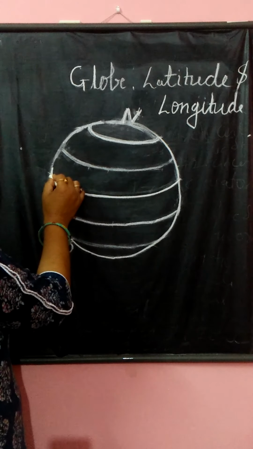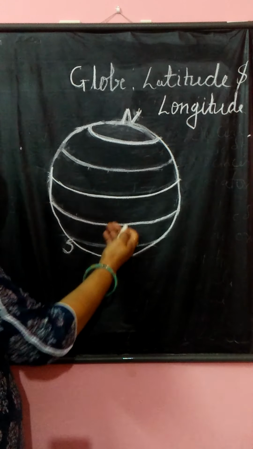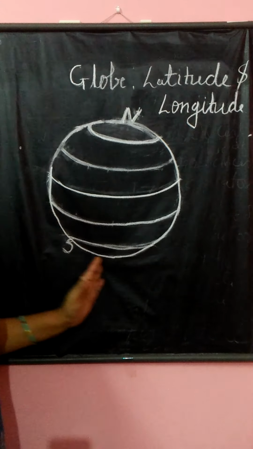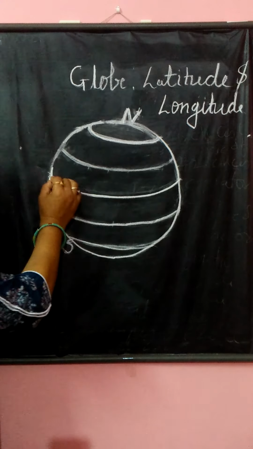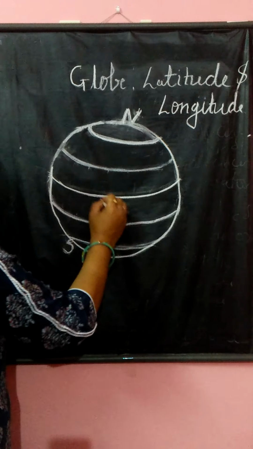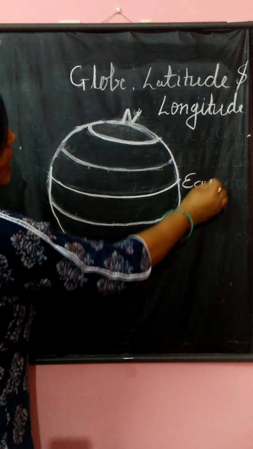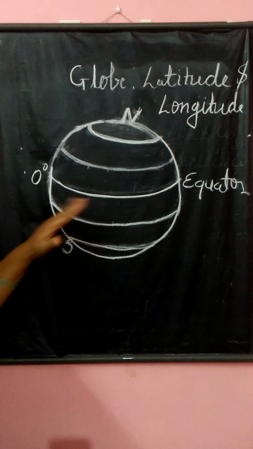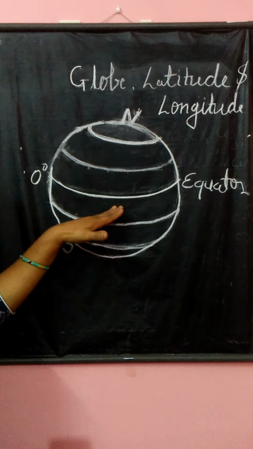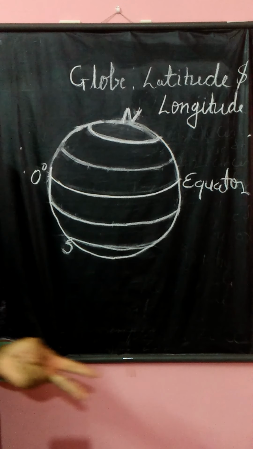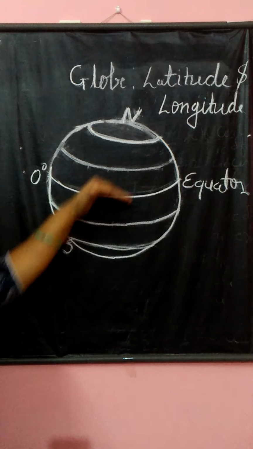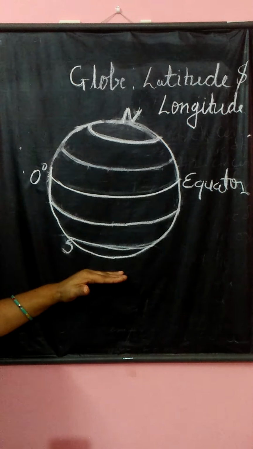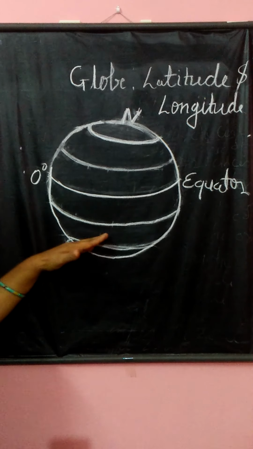Okay, and in the middle, you are seeing here 1, 2, 3, 4, 5. I have mentioned here 5 parallel lines, and the one in the middle is the equator. This is called the equator, and it is at 0 degrees. This equator divides our earth into two equal halves: upward toward the north is the northern hemisphere, and toward the south is called the southern hemisphere.